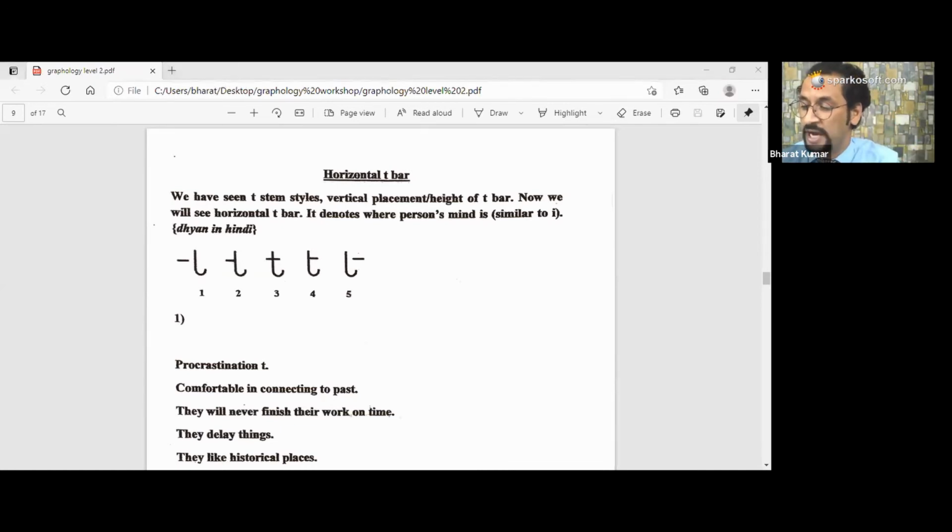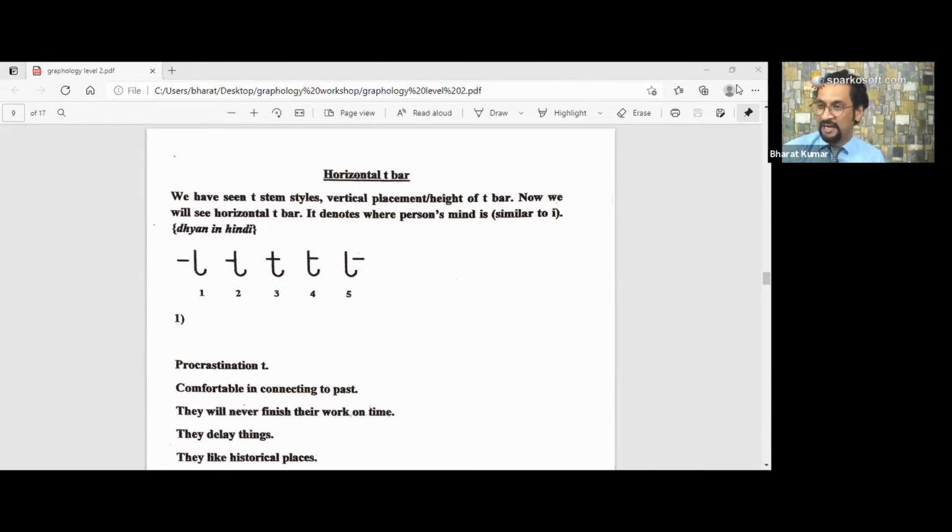Now check properly if someone is having the first kind of T bar. What will be their nature? They are more comfortable in connecting with the past, but they are not affected by past. They are connected with the past, but past is not connected with them.